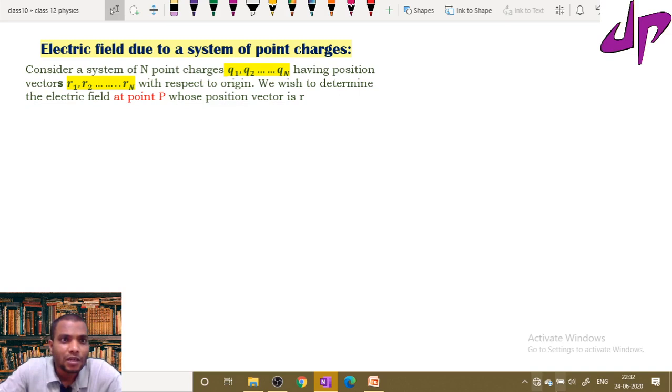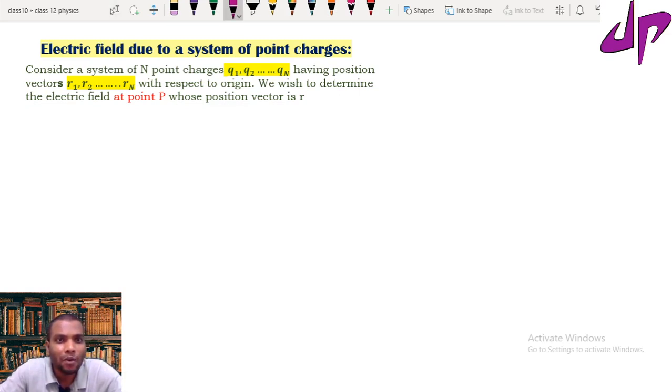Consider a system of capital N point charges Q1, Q2 and so on Qn, having position vectors r1, r2 and so on rn with respect to the origin. We wish to determine the electric field at point P whose position vector is r.